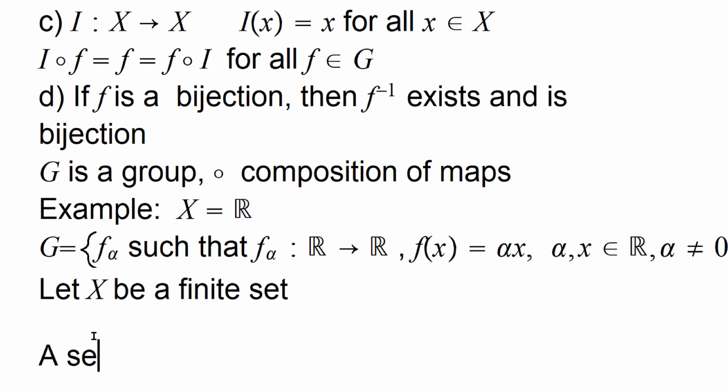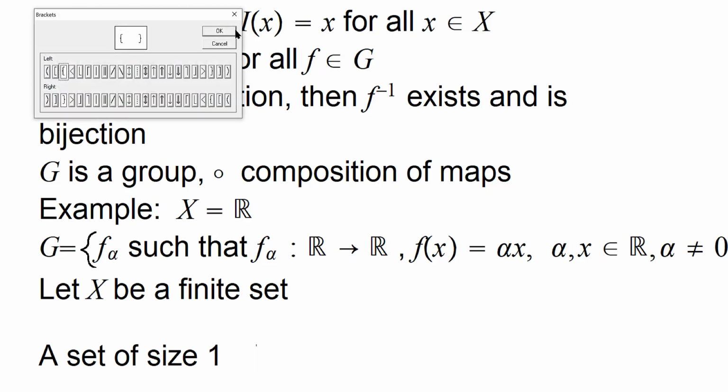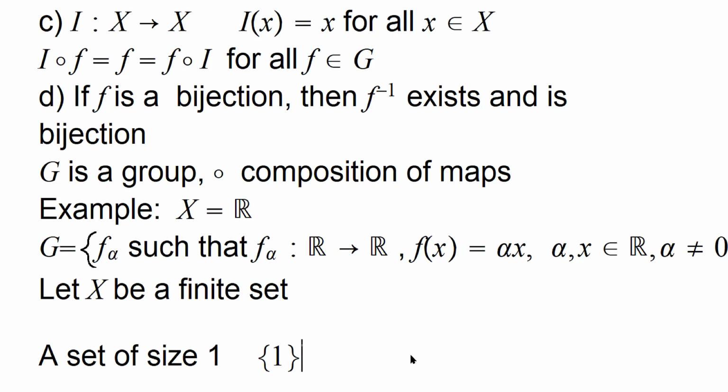Take a set of size 1, or a set with only one element. So we have a set of only one element, and we decided to call it 1. So in this case, how many elements will G have?